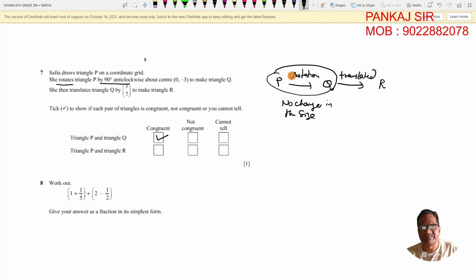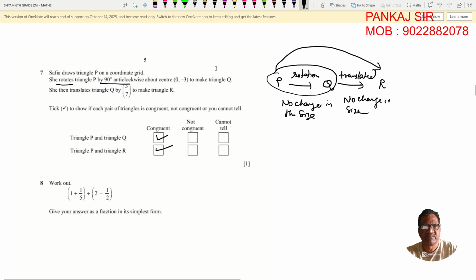What about P and R? So this is P and then this is R. Now triangle P undergoes rotation, so there's no change of size. It is the same size as P. And Q now undergoes translation. In translation also, there's no change in size. So Q undergoes translation to give you R. So ultimately you will find that the size of R remains unchanged. So P and R will also be congruent. Size is same for P and R as well. So I'll put a tick mark over here.